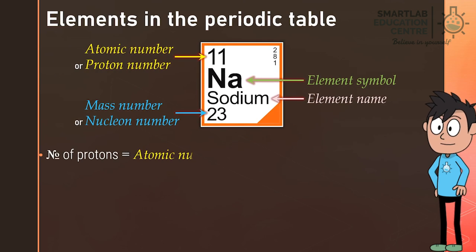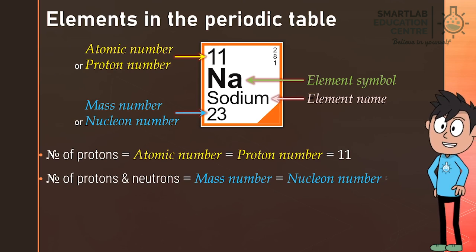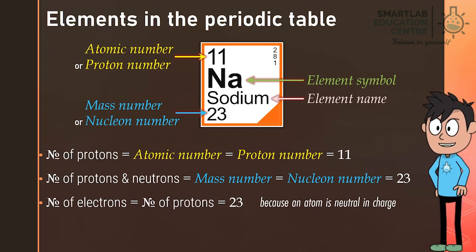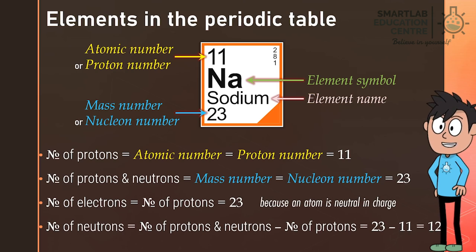Number of protons is equal to the atomic number, or proton number. Total number of protons and neutrons is equal to the mass number, or nucleon number. Number of electrons is equal to the number of protons, because an atom is neutral in charge. Number of neutrons is equal to the number of protons and neutrons minus the number of protons.